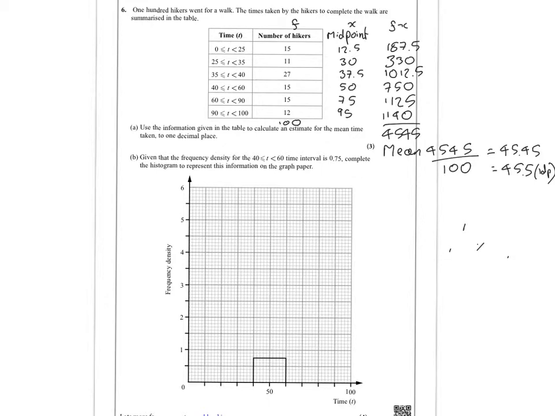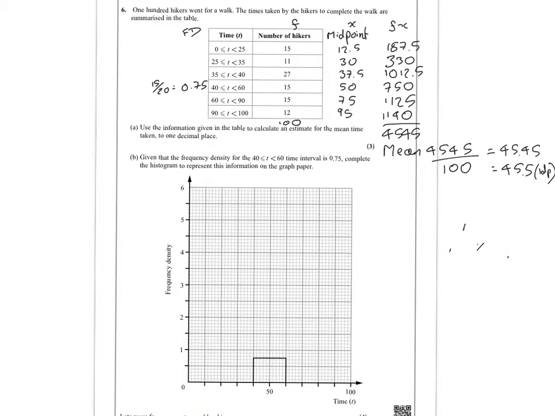Well, we'll add it in over here because I don't want to go too far away from the table, so we'll add in a frequency density. And we're told that 40 to 60 is 0.75. So the number of hikers is 15 divided by 20, 0.75. Okay, so we've just got to work out all the others.